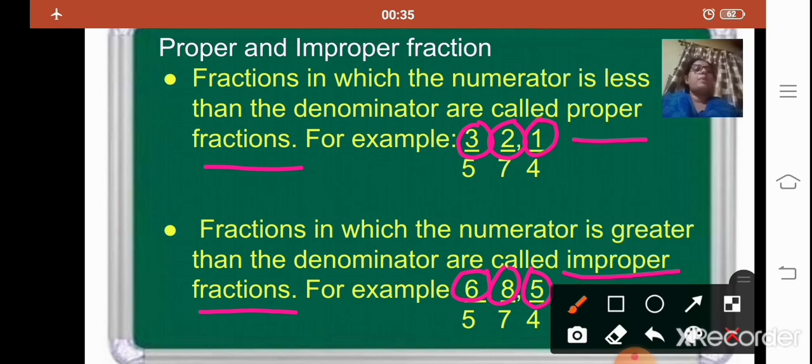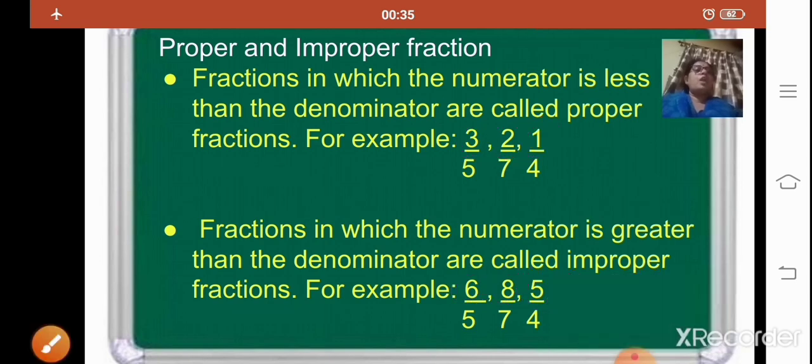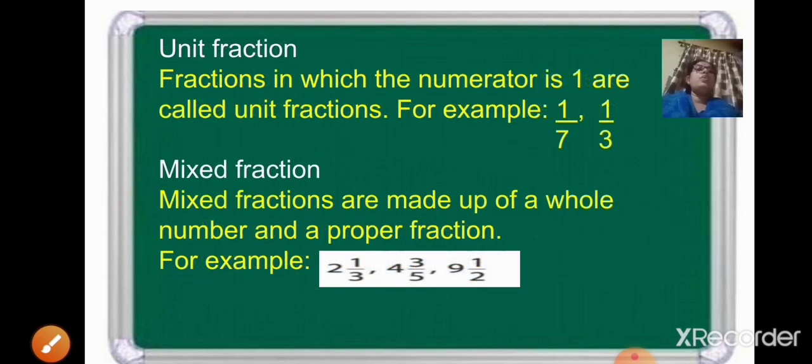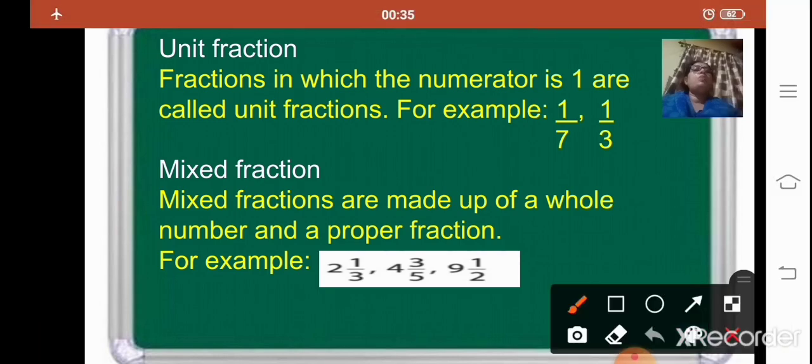Now what are unit fractions? Fractions in which the numerator is 1. They don't have any other number, the numerator is always 1. Such fractions are called unit fractions. The denominators can be different, but if the numerator is 1, such fractions are called unit fractions.